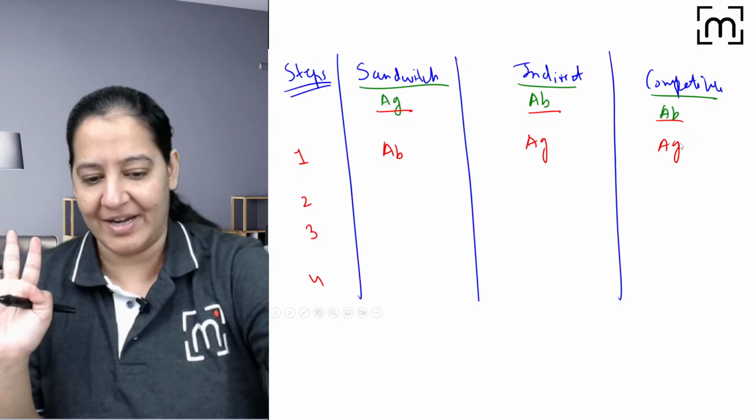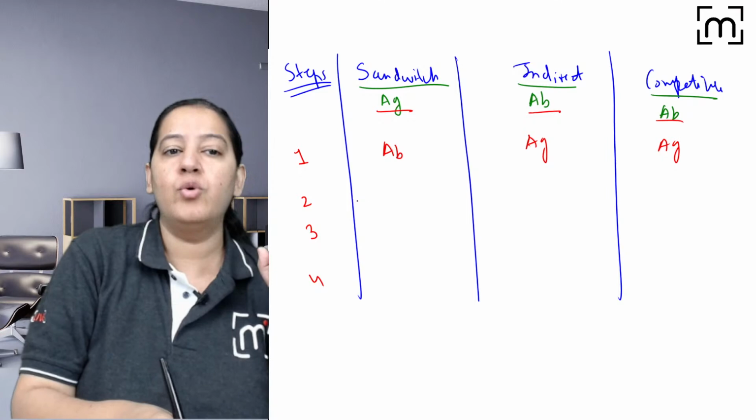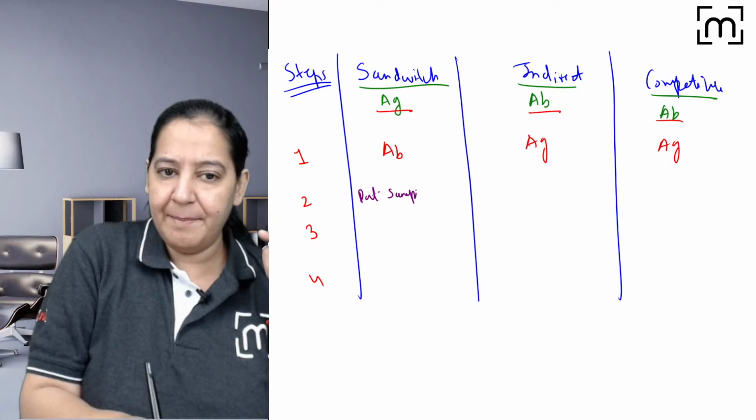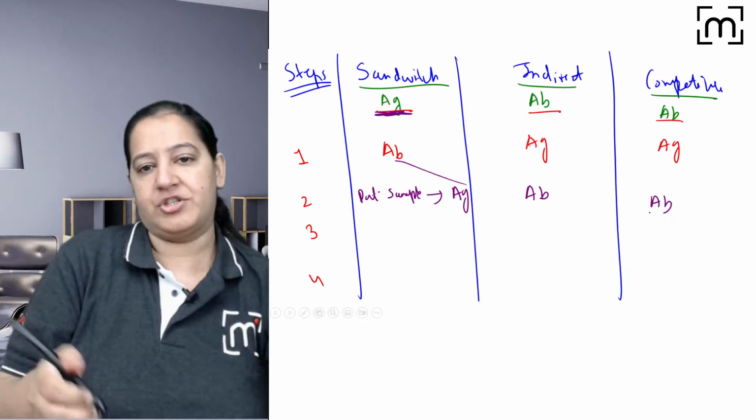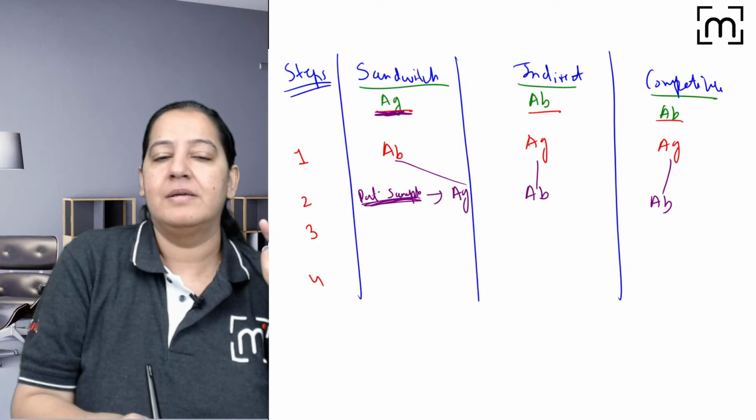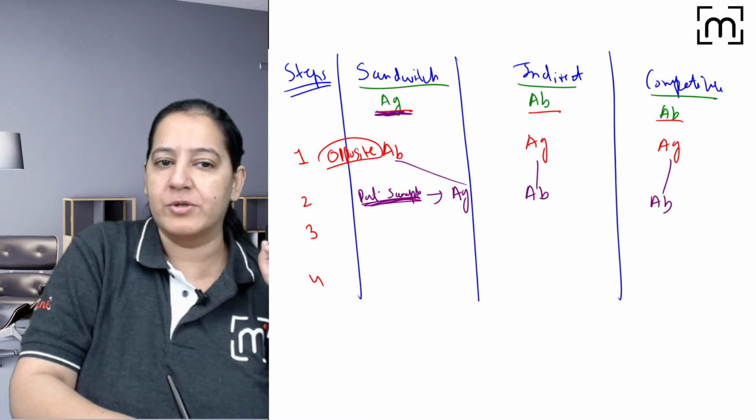What is step number 2? In step number 2, you have to add patient sample. Here in the patient sample, I am suspecting antigen. So antigen may be present, may be absent. If it is present, it will form a bond. And here the patient sample may have antibody, may not have. If they have, they will form a bond. So step 2 is always patient sample. Step 1 is always opposite. Step 2 is always patient sample.